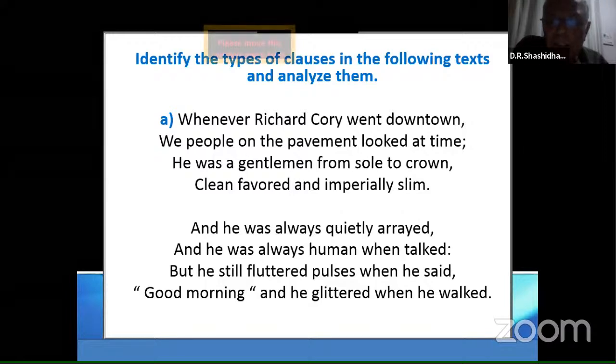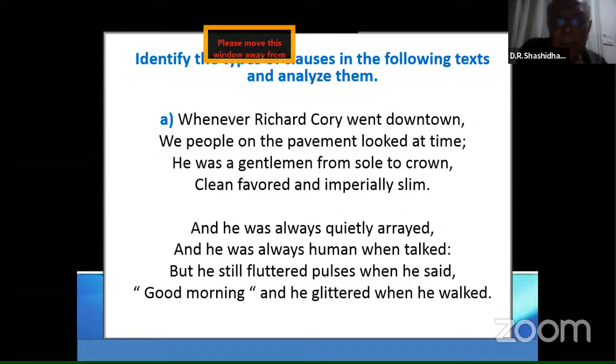And he glittered. What kind of sentence is that? Simple, followed by a subordinate clause, when he walked. Okay, it's a complex sentence. Next stanza.